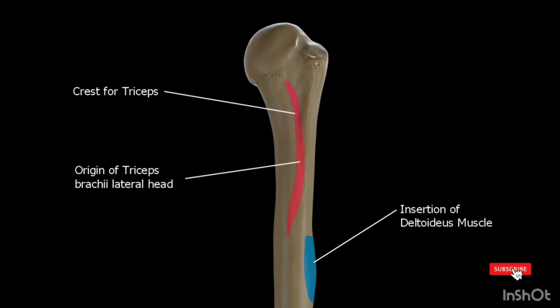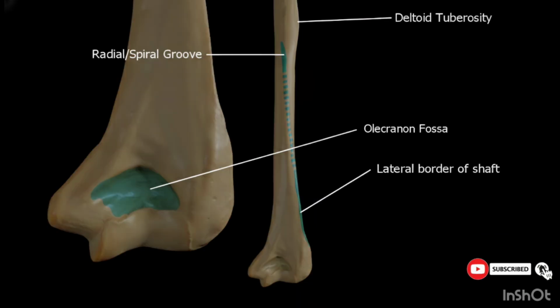Deltoid tuberosity: a lateral elevation for the insertion of the deltoid muscle. Radial/spiral groove: a shallow depression on the posterior surface for the radial nerve and profunda brachii artery. Olecranon fossa: a deep depression on the posterior distal end that receives the ulna's olecranon process during elbow extension. Lateral border: a distinct ridge on the outer side of the shaft ending at the lateral epicondyle.